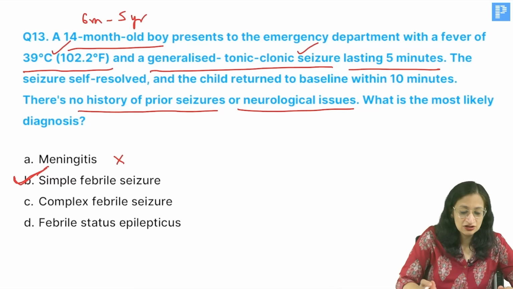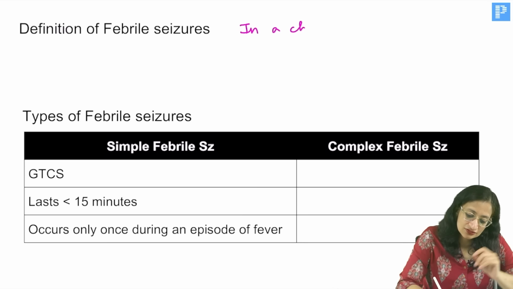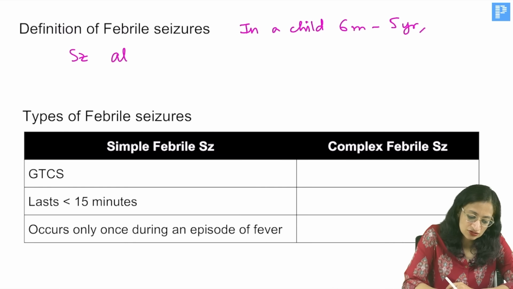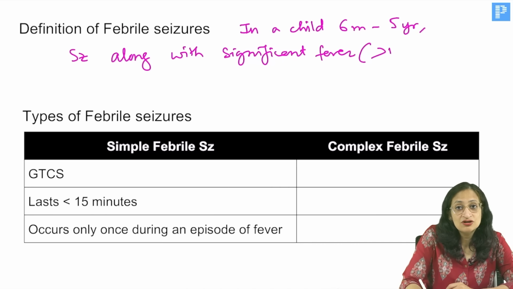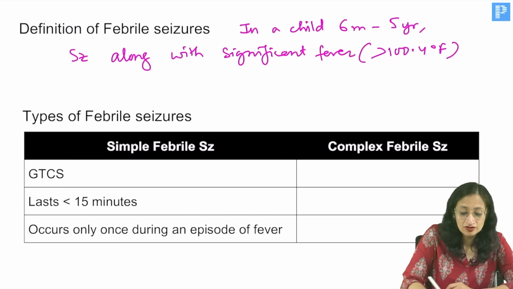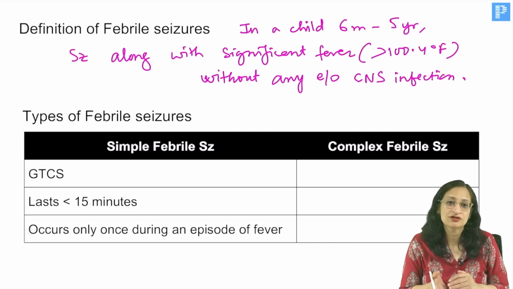Now, how do you distinguish simple febrile seizure from complex febrile seizure? So, febrile seizure first is in a child between 6 months to 5 years of age, presence of seizure along with significant fever. Significant fever means a temperature of more than 100.4 degrees Fahrenheit without any evidence of CNS infection. Okay, and it could be simple febrile seizure or complex febrile seizure.